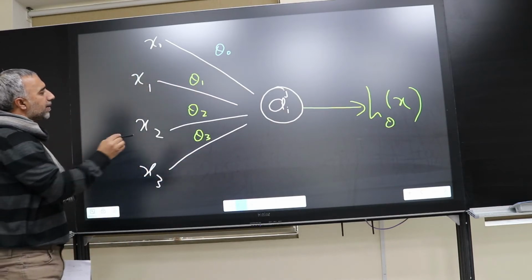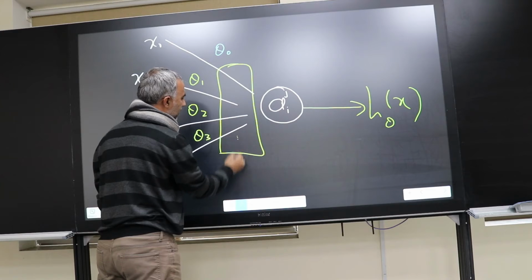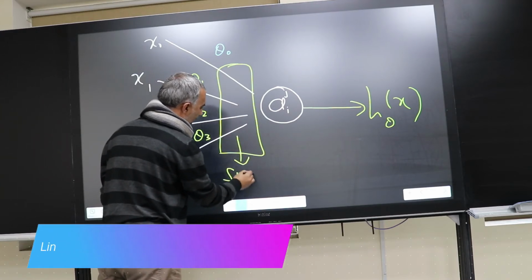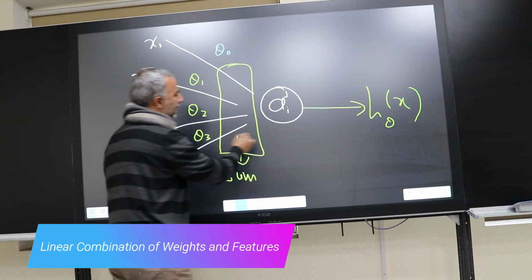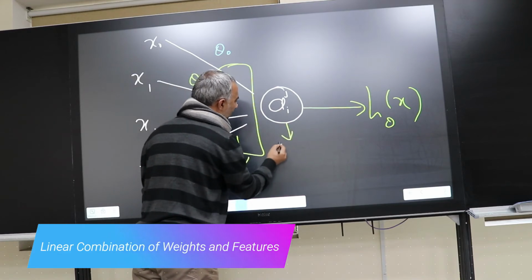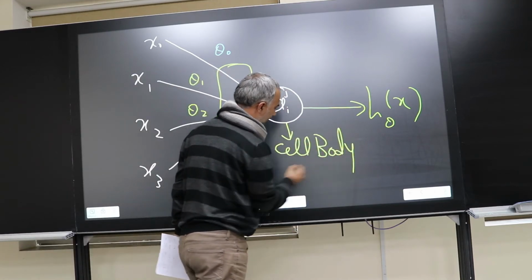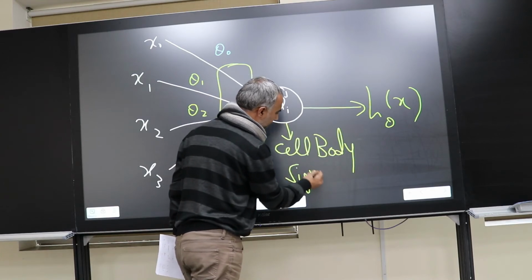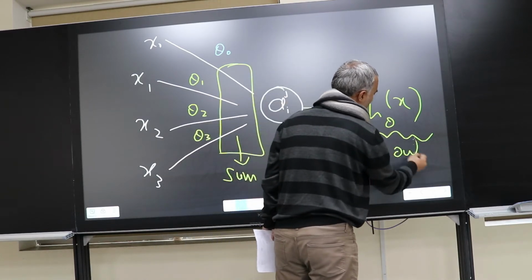One more thing, at this point, remember, this is the sum of all features in terms of linear combination with the weight value, then analyzed here, okay, as a cell body analysis done with the help of the sigmoid function, and this is the final output.